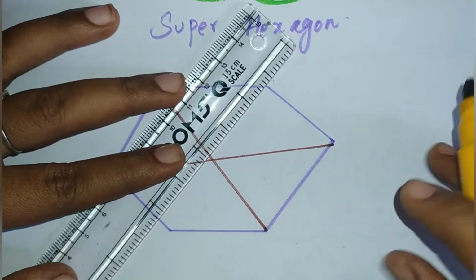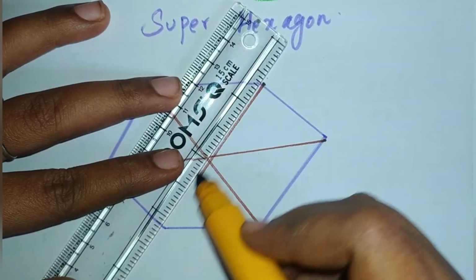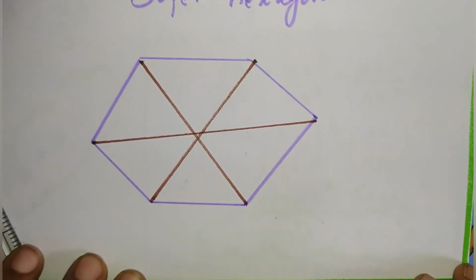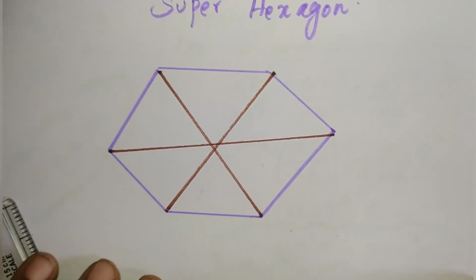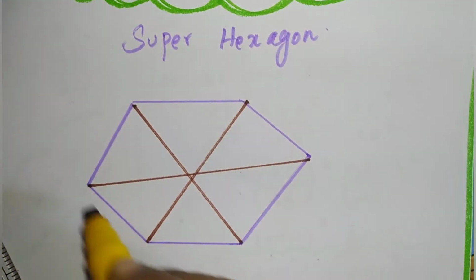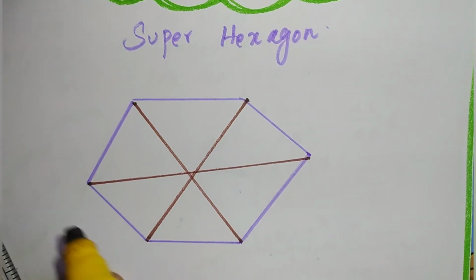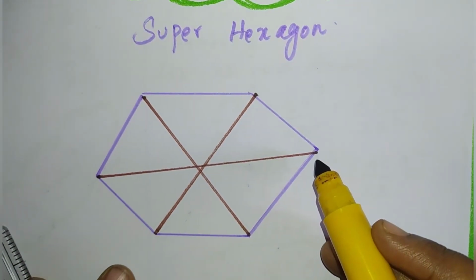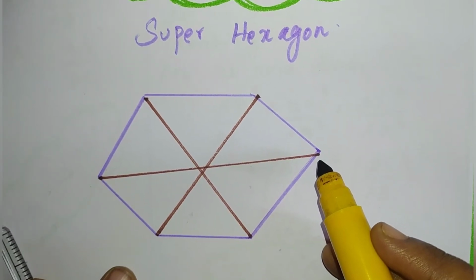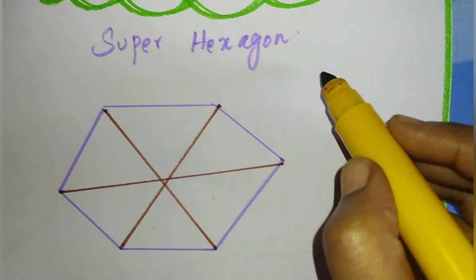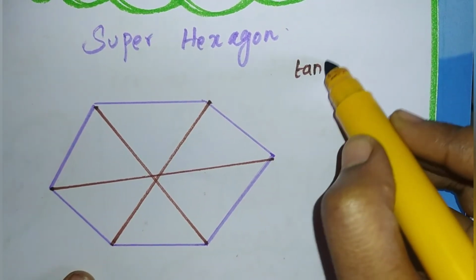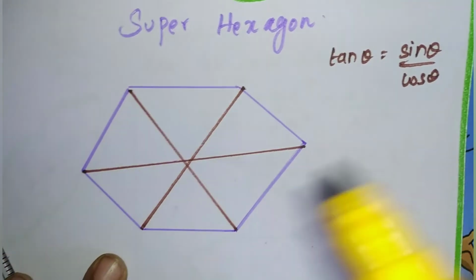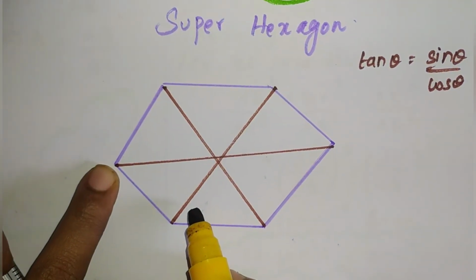All the diagonals. Okay, and then we have 6 trigonometric ratios, and here we have 6 vertices. I'm going to name each vertex as trigonometric ratios. First, tan theta is equal to what? Sin theta divided by cos theta. No? So I'm going to start with this vertex.